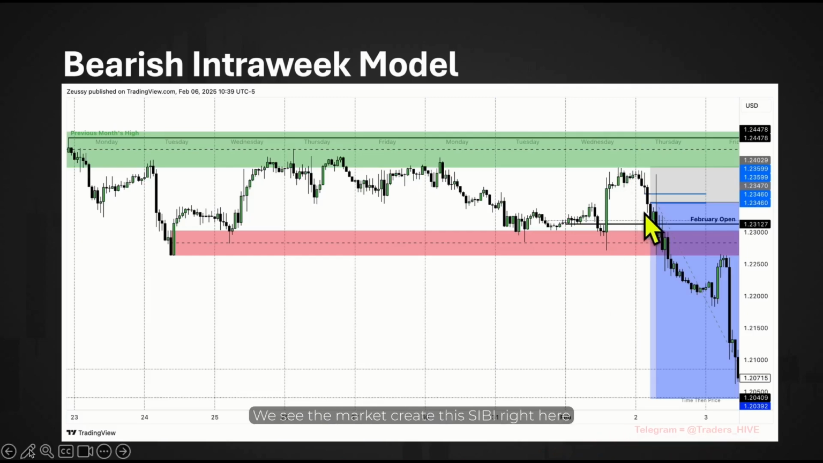We see the market create this CB right here, above the February open, above the new month's open, and therefore we can anticipate that we're likely going to see the market retrace into that CB, and there we are likely going to see that lower time frame sell program unfold from. Notice that the market wicks above the CB, but the body goes below it. This right here is an entry opportunity.